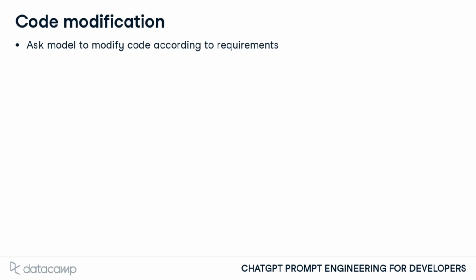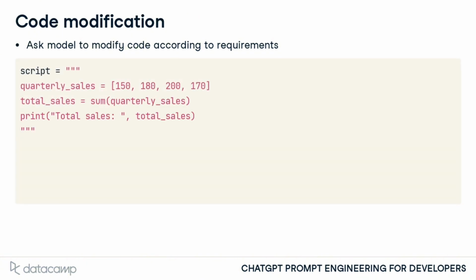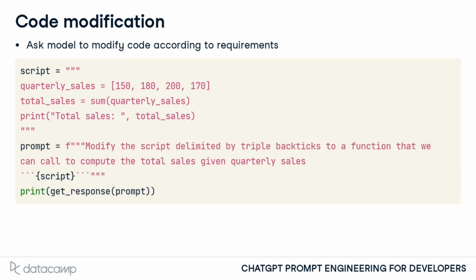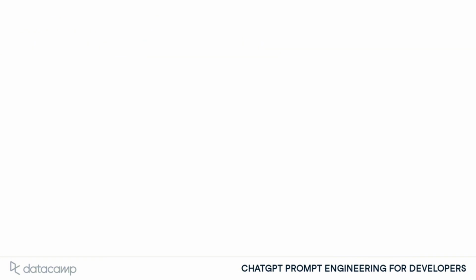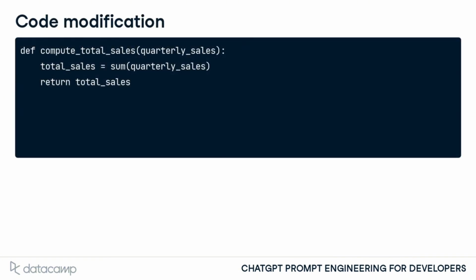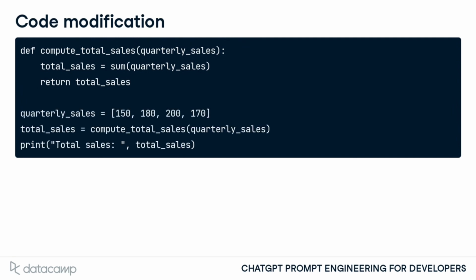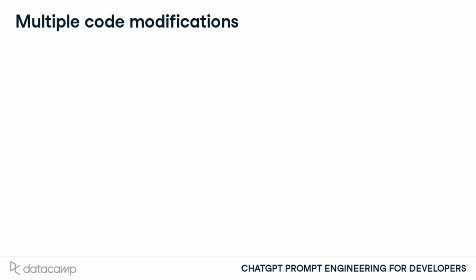Instead of generating code from scratch, we can ask the model to modify existing code. For example, given a Python script that calculates and prints total sales from a quarterly sales list, we can ask the model to transform it into a function that we can call to compute the total sales. The model generates the requested function that computes the total sales and the modified script that calls it on a quarterly sales list. We can include multiple modifications in a single prompt.